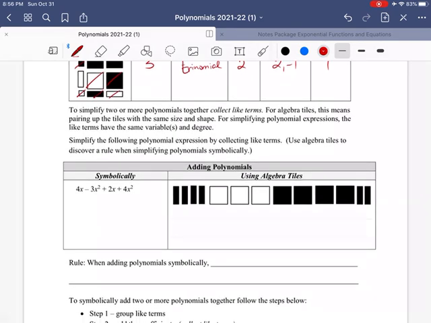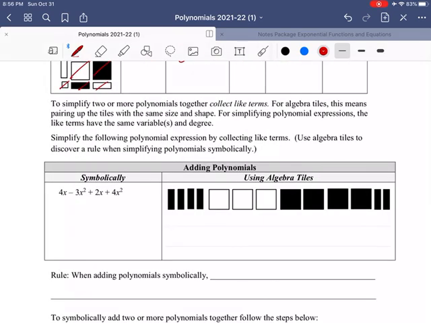To simplify 2 or more polynomials together, collect like terms. For algebra tiles, this means pairing up the tiles with the same size and shape. For simplifying polynomial expressions, the like terms have the same variables and degree. Simplify the following polynomial expression by collecting like terms.